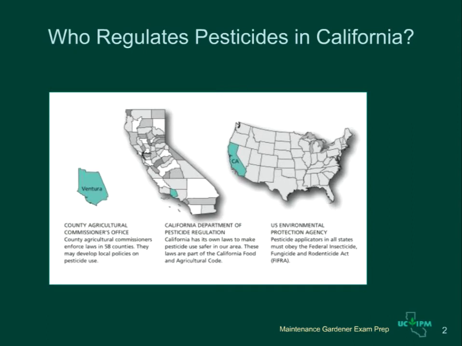Three government agencies are important in the regulation of pesticides in California. At the local level, the County Agricultural Commissioner's Office enforces the laws and may develop local policies regarding pesticides in your county. The California Department of Pesticide Regulation, or DPR, enforces laws and regulations statewide and develops regulations for California. DPR registers pesticides and also is the agency that issues licenses and certificates for pesticide applicators and pest control business licenses. The U.S. Environmental Protection Agency writes pesticide regulations for the whole country and also registers pesticides at the national level.